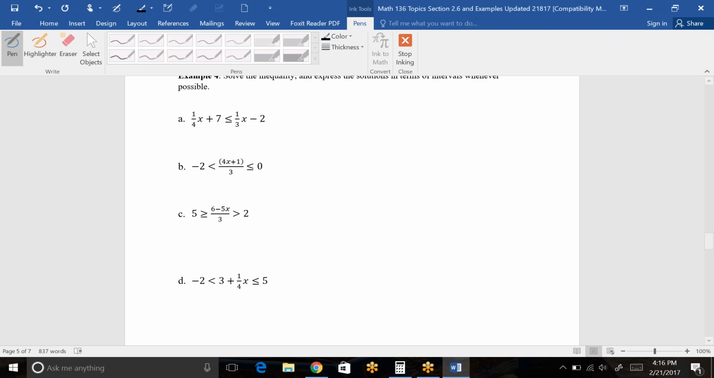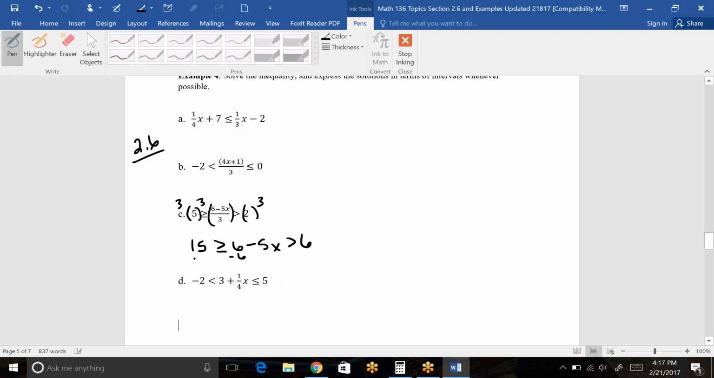Okay, this is the remaining examples from the 2.6 notes. I'm looking at C and D from underneath example 4. We're trying to solve for x in the middle, so we're going to take this first one right here and multiply everything by 3 to clear out that fraction in the center. So this would be 15 is greater than or equal to 6 minus 5x, which is greater than 6.